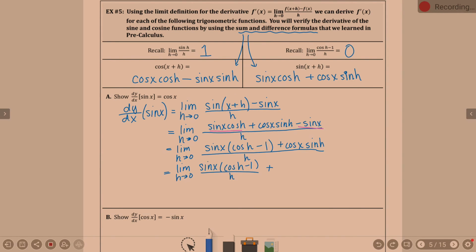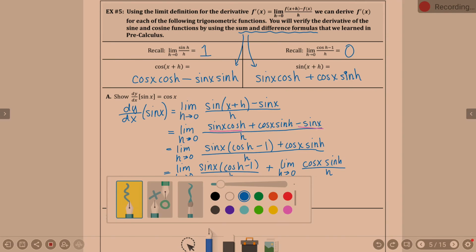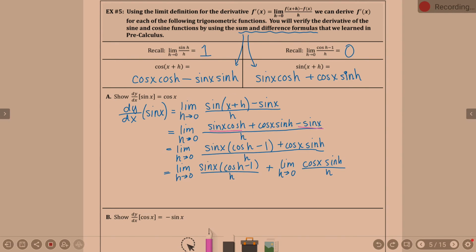plus, and now I'm going to do a second limit. The limit as h approaches 0, and this time it's of cosine x sine h all over h. Okay. We're set up to use our two special limits if you see it. You see it? Right here.